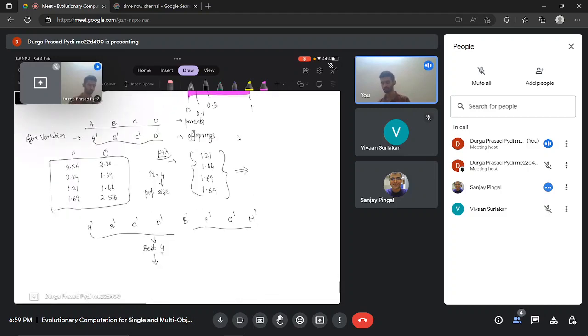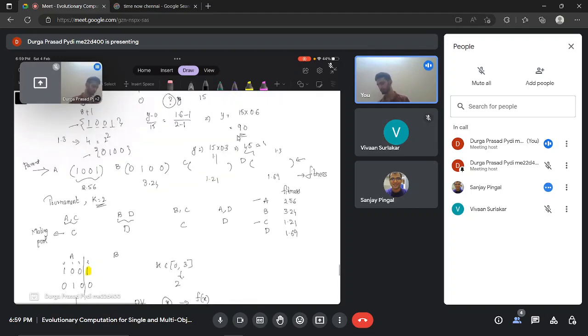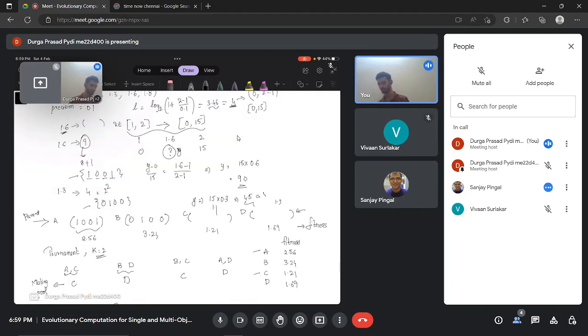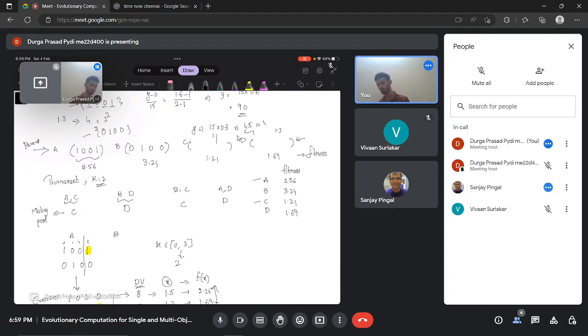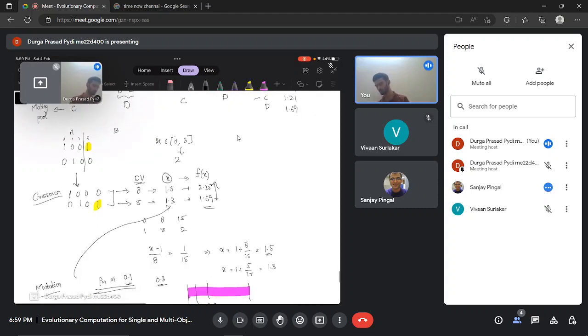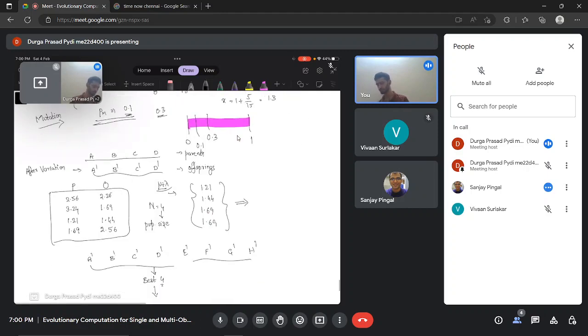You again get these 4 solutions and start from the beginning. You apply tournament selection to get the mating pool, then the crossover operator, then mutation. After mutation, you come to this strategy, whether to use either this or this, and then you proceed. Like this, you iterate for the required number of generations, like 200 or 100, whatever is the requirement. Hope this is clear.